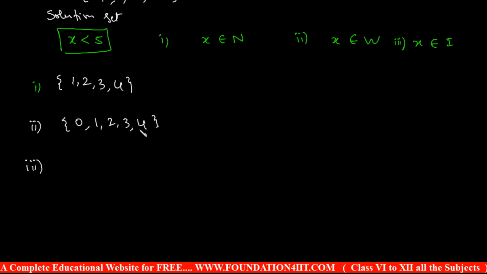And the third one is x belongs to integers. We know that integers are all the positive and negative numbers including 0. That's why this side is 4, 3, 2, 1, 0, and this side is -1, -2, -3, and so on till infinity. So this is the solution set for this. Like this we will see more problems based on this chapter.